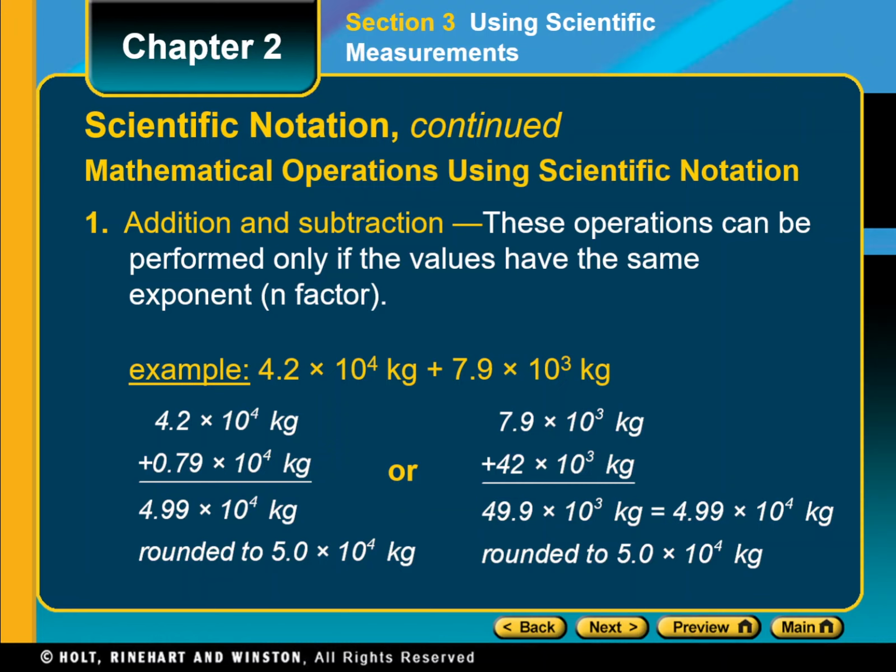Mathematical operations using scientific notation. Addition and subtraction. If the exponents of the two numbers you are adding or subtracting differ, rewrite one of the numbers so that both numbers have the same exponent. Then, to find the new value of m, find the sum or difference of the m values of the two numbers, and keep the same value of n.